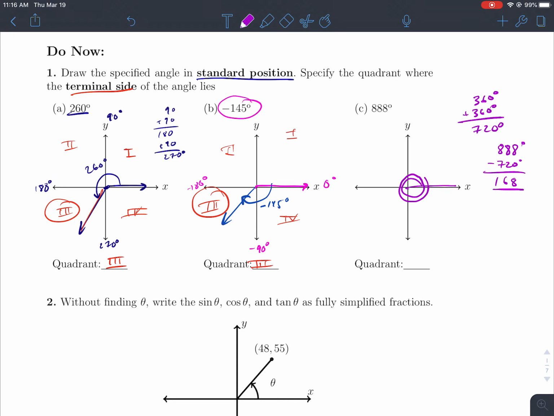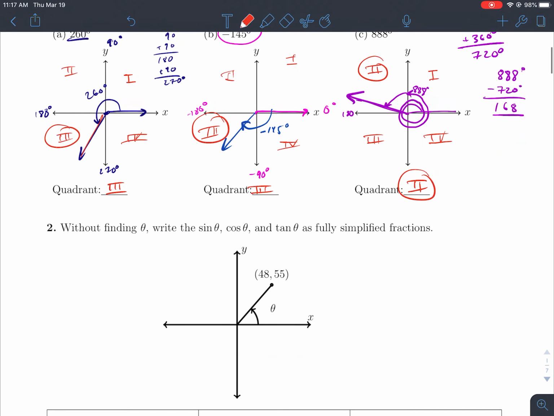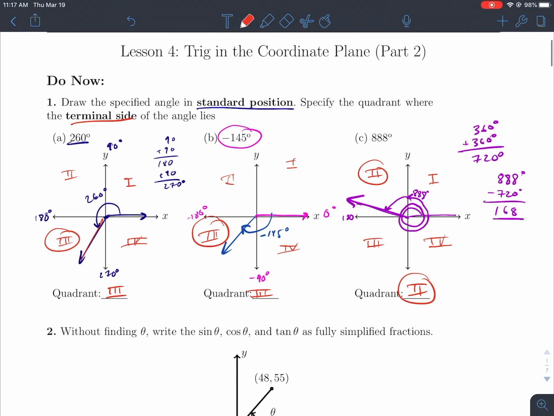So going 168 degrees from here would be 90, and then another 90 would put us at 180, but we only want to go 168, so we're going to be like here. So here's our 888 degree angle. So this is quadrant 1, quadrant 2, quadrant 3, and quadrant 4. So quadrant 2.